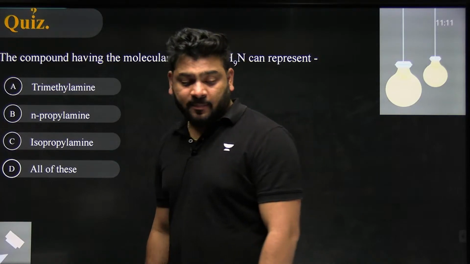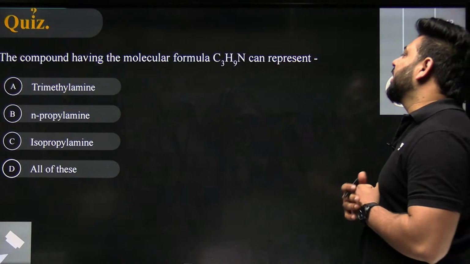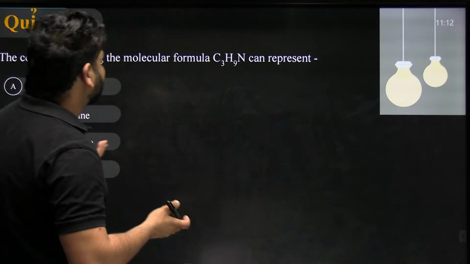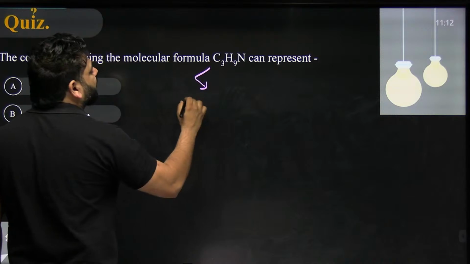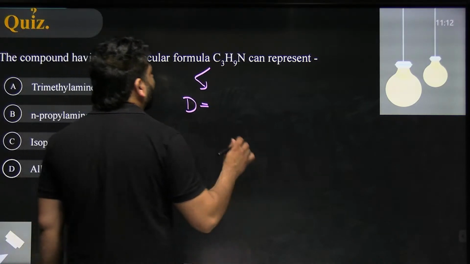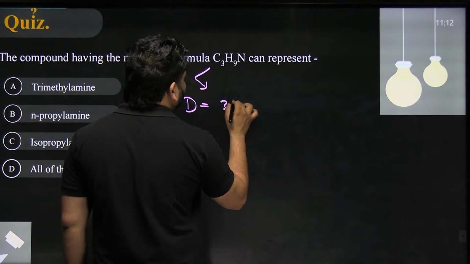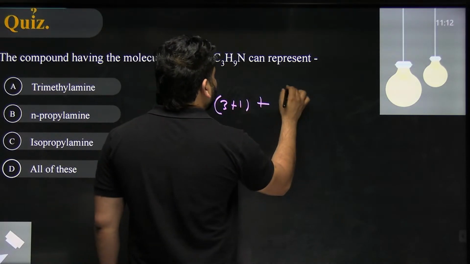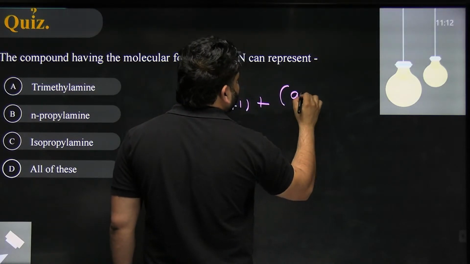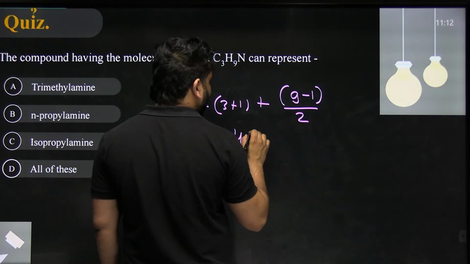The next question: the compound having the molecular formula C3H9N can represent what? Surely you can find out the degree of unsaturation, and find if there is a double bond in this compound. So what I can do is: the degree will be carbon plus 1, so 3 plus 1, plus nitrogen, minus hydrogen plus halogen, by 2, so 9 by 1 by 2. This will give you 4 minus.